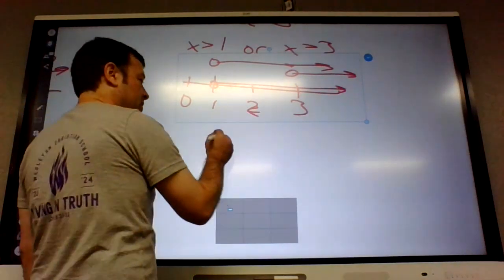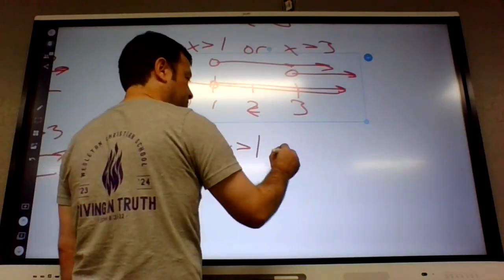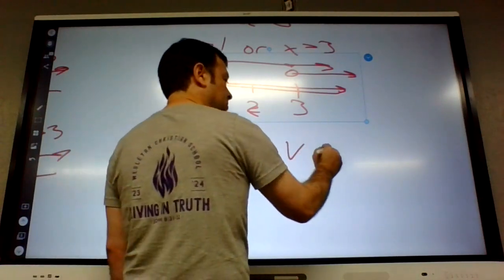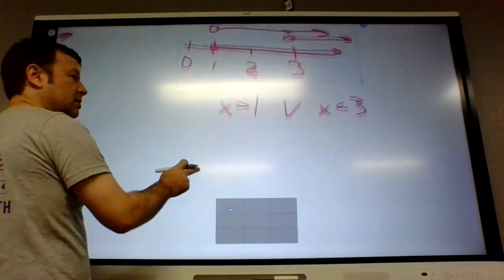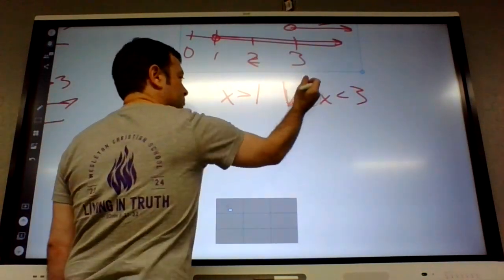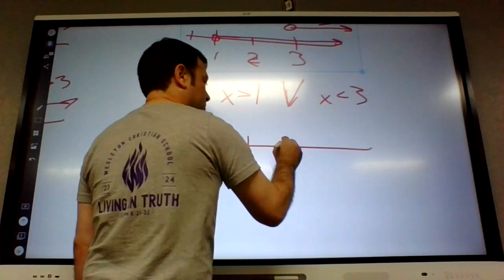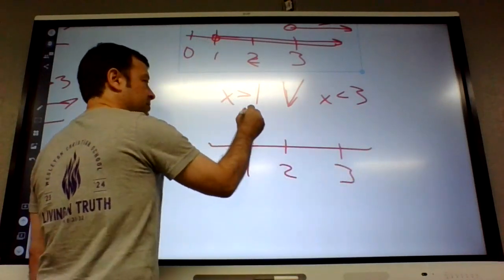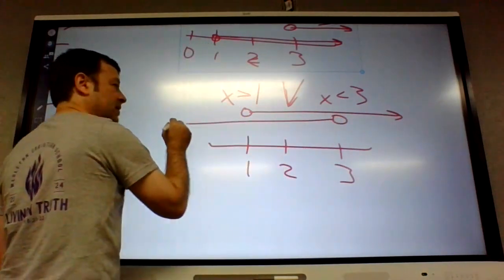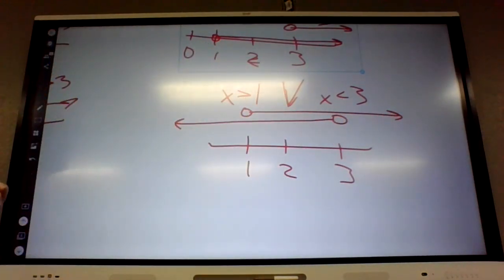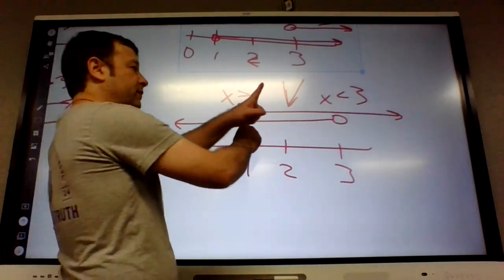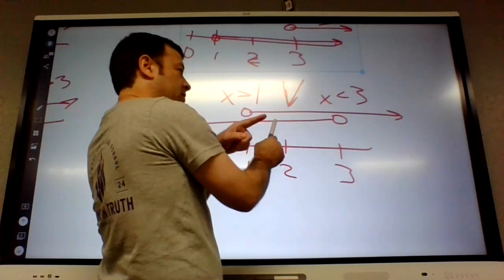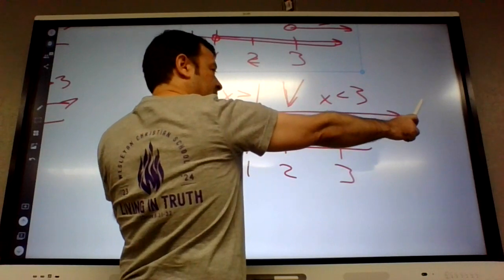Okay, and then the weird one, so OR has a weird one also. There's the symbol. So 1, 2, 3. X is greater than 1 looks like that. X is less than 3 looks like that. Okay, what numbers are greater than 1 or less than 3? All numbers. Every number you could possibly think of would be covered in one of those. If you look at the graph, what numbers do this one or this one cover? Well, everything. Every number is covered.